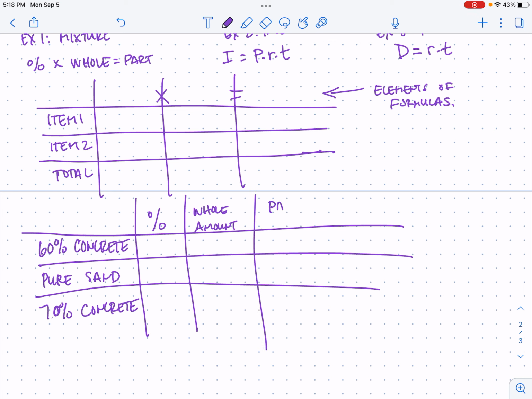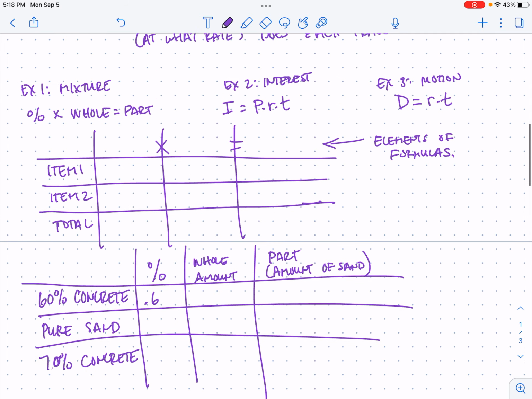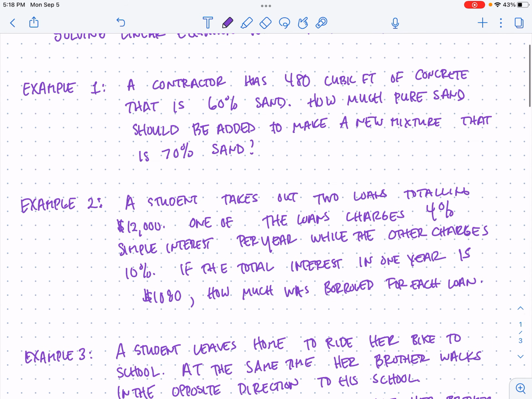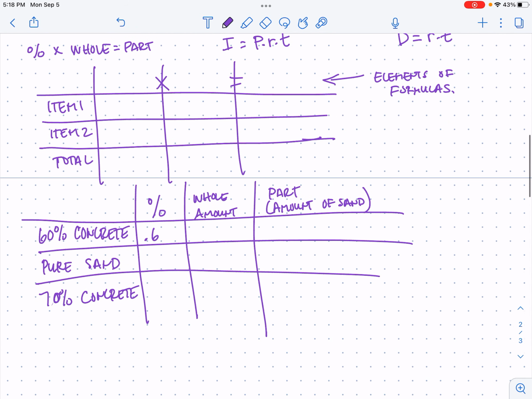In this case, the part is the amount of sand, right? The concrete is a mixture of a couple of things, one of which is sand. When we multiply the percentage of sand times the amount that we have, that gives us the amount of sand. And so if we go through the problem, well, the 60% concrete mixture, that's 0.6. We're going to write that as a decimal so that we can use it to multiply. And we have 480 cubic feet of that.